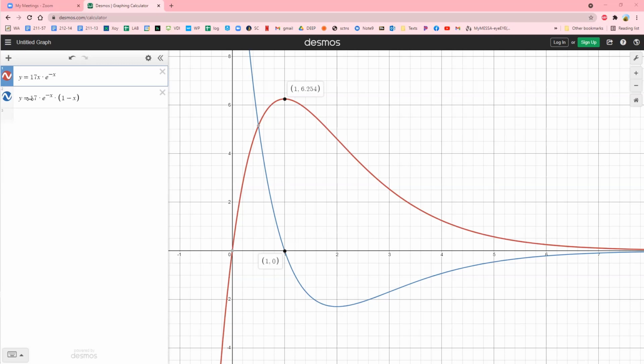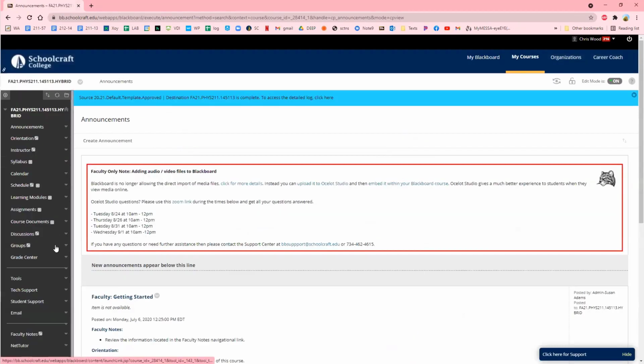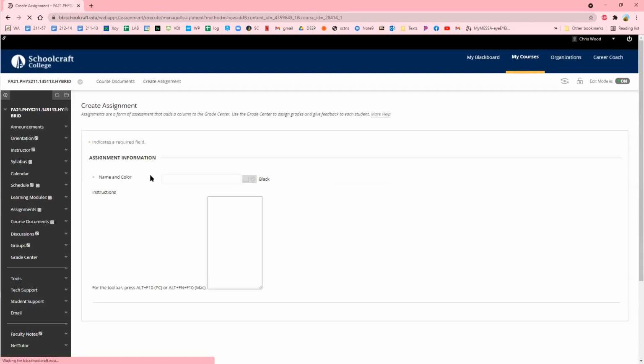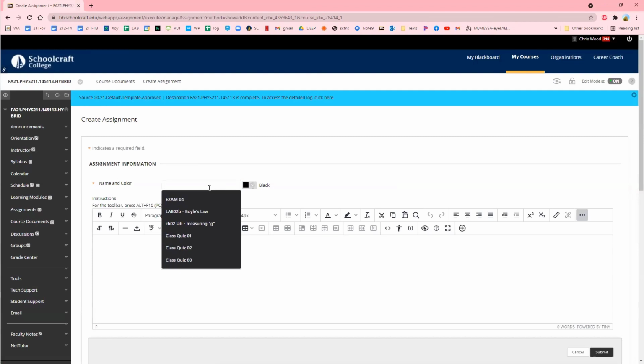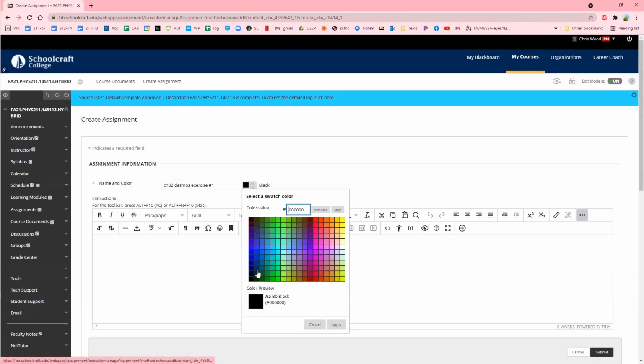So I'm logging in, and I'll show you everything I'm doing here. I'm logging into Blackboard. Here's our class 211, 145, 113. We can go into course documents, and I'll just make a little repository right here. This will be an assignment, and I will give this the poetic name Chapter 2, Desmos, Exercise number 1. Chapter 2, Desmos, Exercise number 1.